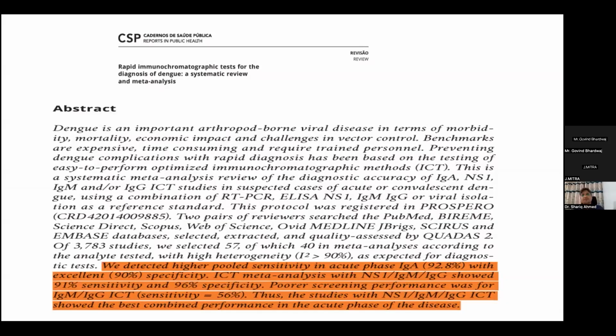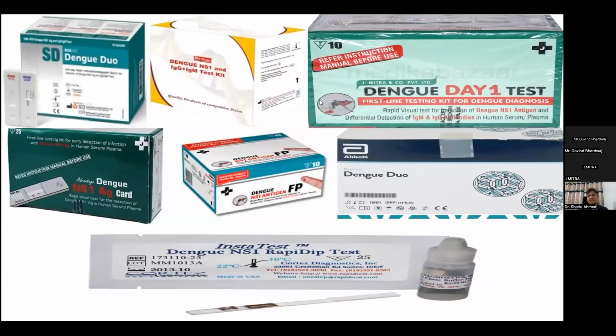Another study that was published in Spain found that a combination of NS1 antigen and IgM or IgG antibody rapid testing gave a better result than the individual IgM or NS1 or IgG antibody rapid testing. However, there is a vast difference in the sensitivity and specificity. These are the various dengue rapid test kits available from various companies.